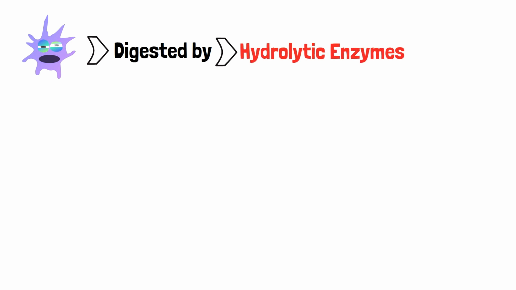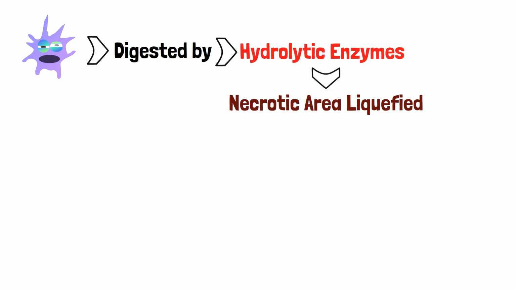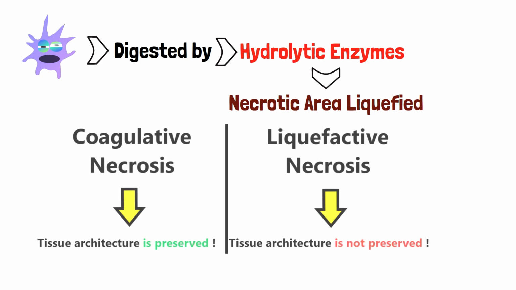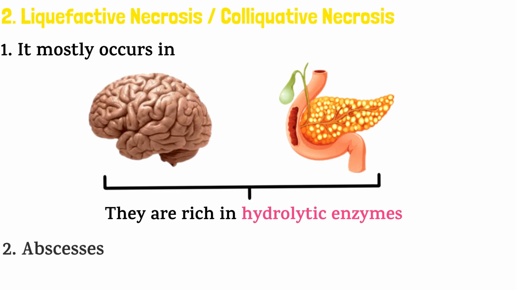Liquefactive necrosis is characterized by complete digestion of dead cells by enzymes, and thus the necrotic area is eventually liquefied. As it says, the area of the organ will be liquefied. This means the tissue architecture is not preserved here. And this makes it different from coagulative necrosis, because the tissue architecture in coagulative necrosis is preserved. Another example of liquefactive necrosis are the abscesses.